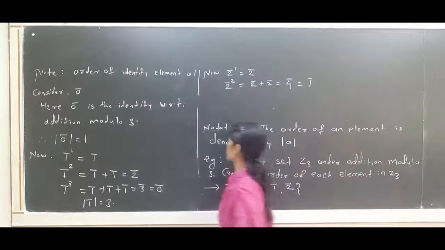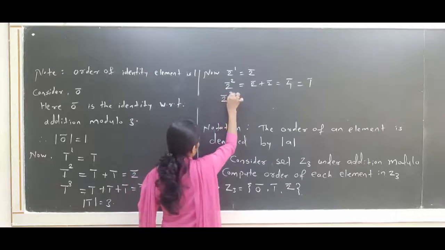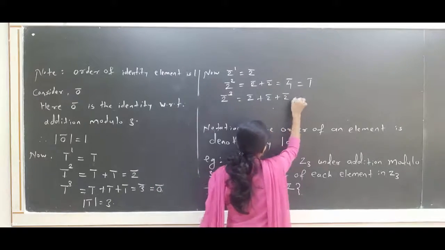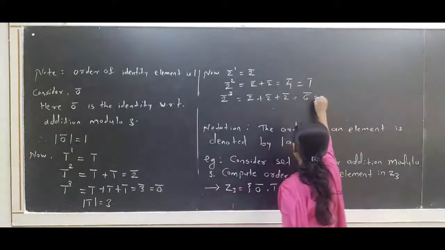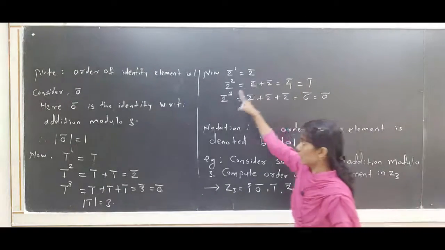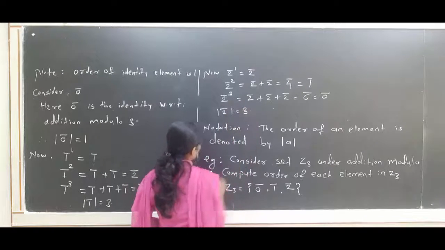Hence order of element 2 is not 2. Now check for 3. 2 bar plus 2 bar plus 2 bar. So we get 6 bar, and under modulo 3 we get 0 bar. So 0 bar is identity. Hence order of element 2 bar is equal to 3.